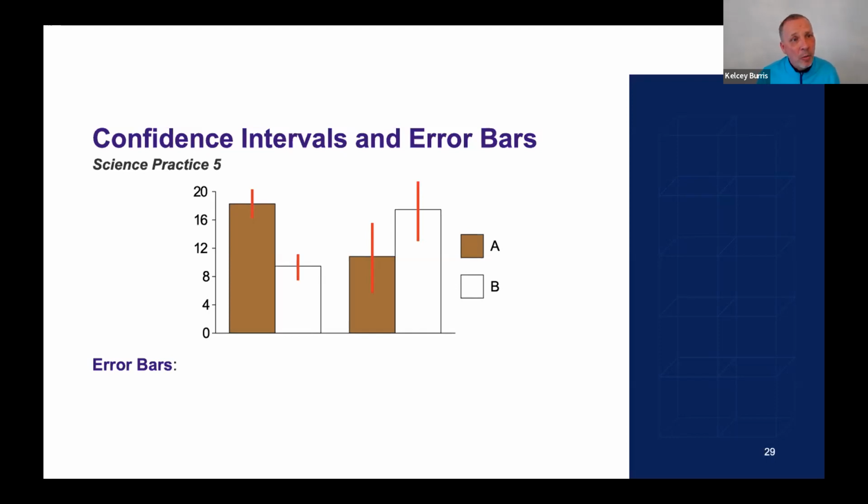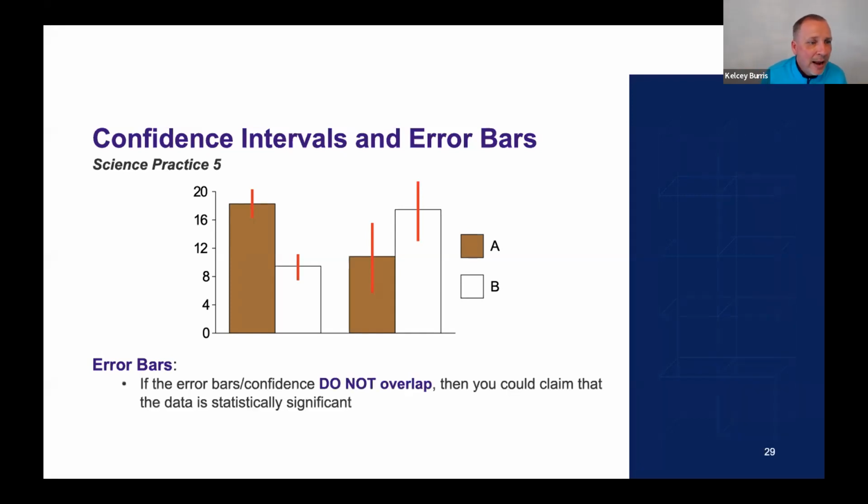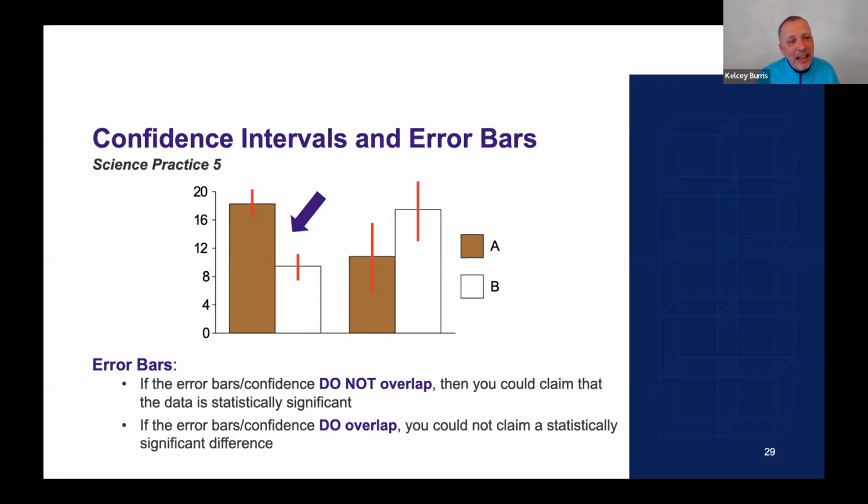So looking at the red, you'll notice that we have two sets, the set on the left and the set on the right, in terms of error bars. When the error bars do not overlap like this, then you can claim that the data is statistically significant. There's a difference between those data points. If the error bars do overlap, like in the set on the right, you could not claim a statistically significant difference between those data points. So that mean could actually be the same.